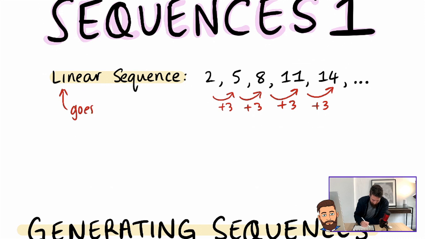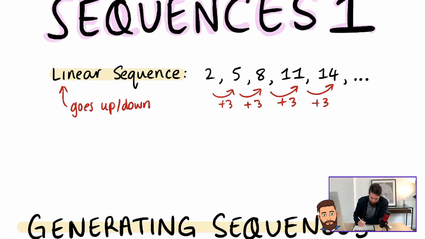goes up or down, because sequences can go down in numbers, they can get smaller. It goes up or down by the same amount. Okay, so in this case, it's going up by 3 every time. So it has to constantly go up by 3.